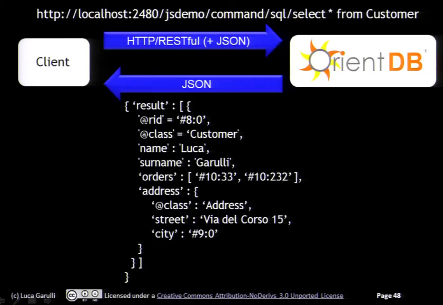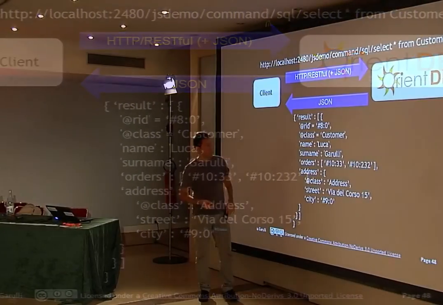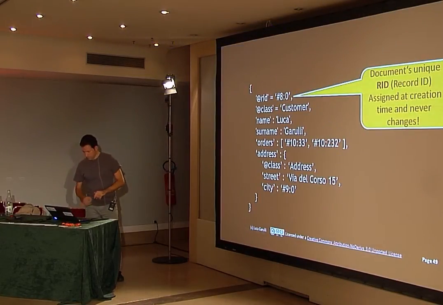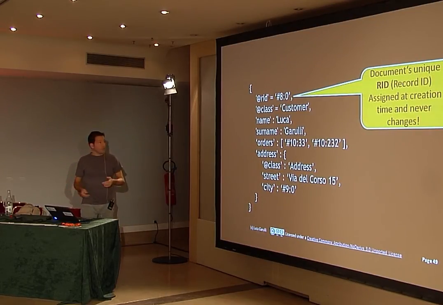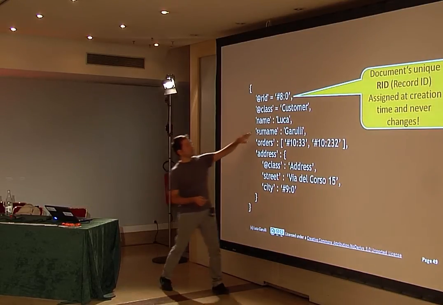This is an example of how to use OrientDB using just HTTP. We created a brand new database called JS demo, and we are executing a query, in this case, using the HTTP GET method. So this is an HTTP RESTful request, and OrientDB answers with a JSON with the records found. What about the JSON? The JSON is plain JSON. Sorry for my typo. This is a double point.